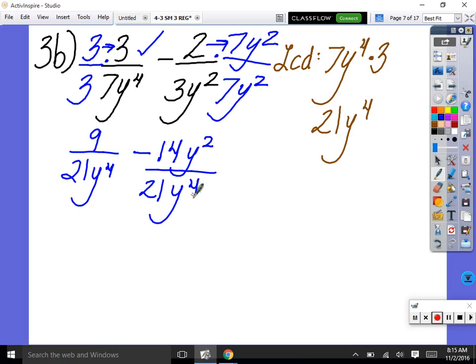Now, are your denominators exactly the same? Yes. So we would say to ourselves, okay, let's rewrite this. Let's combine our tops. And I very strongly suggest rewriting it in standard form. So our highest degree should come first. So let's reorder this correctly. This is negative 14y squared, correct? Plus 9, all over the common denominator of 21y to the 4th.